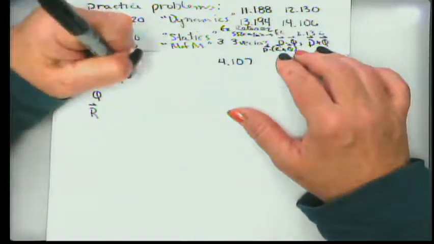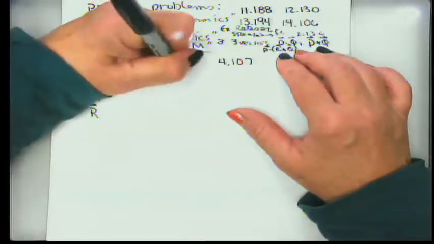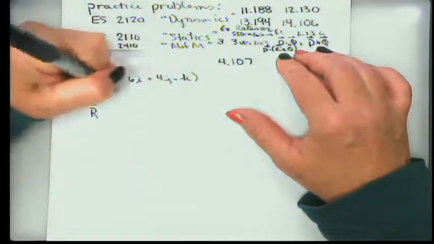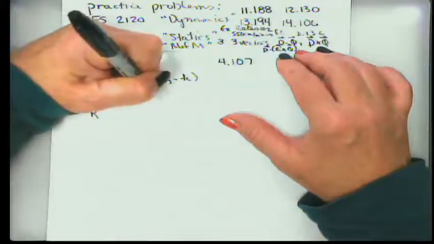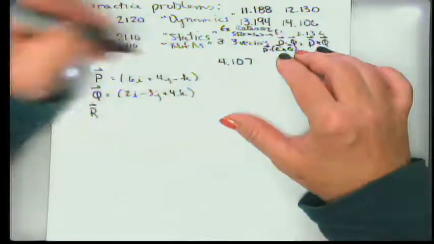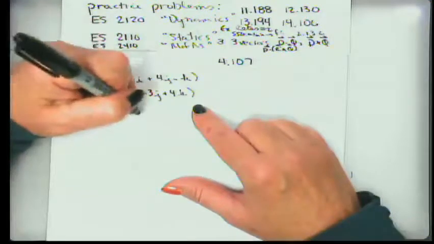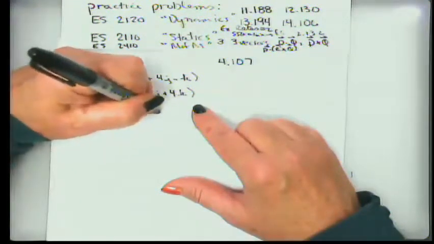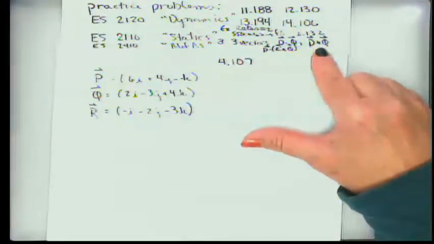And let's just say P is 6i plus 4j minus k. Q is 2i minus 3j plus 4k. And R is negative i minus 2j minus 3k. All right? And so those are the ones that you'll do a dot product, a cross product, and a mixed triple product of.